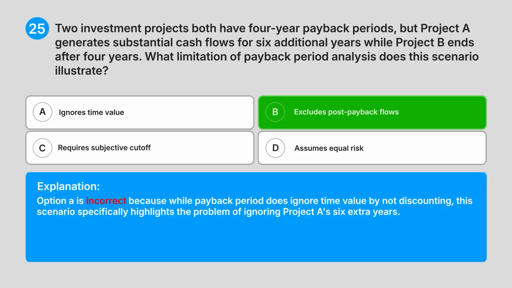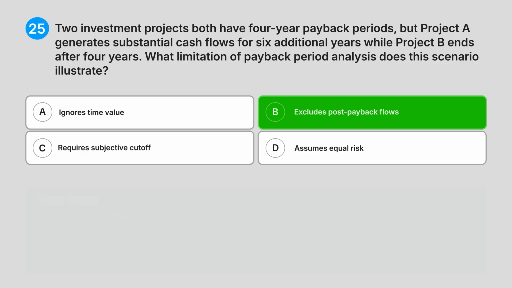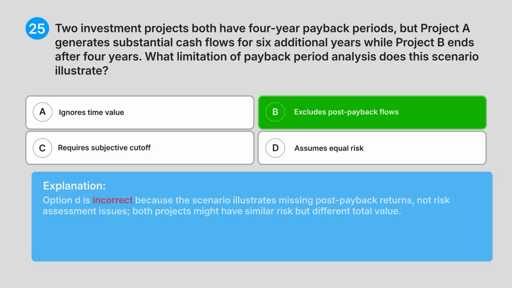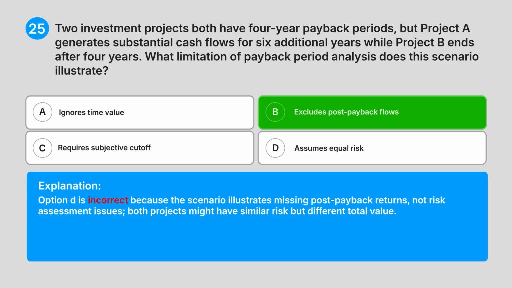Option A is incorrect because while payback period does ignore time value by not discounting, this scenario specifically highlights the problem of ignoring Project A's 6 extra years. Option C is incorrect because although cutoff selection is subjective, this scenario demonstrates the issue of missing valuable post-recovery cash flows, not cutoff determination problems. Option D is incorrect because the scenario illustrates missing post-payback returns, not risk assessment issues. Both projects might have similar risk but different total value.